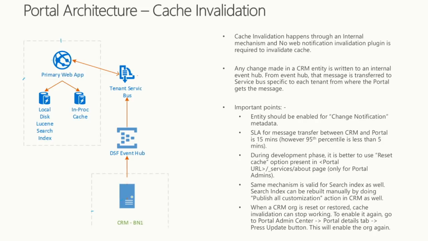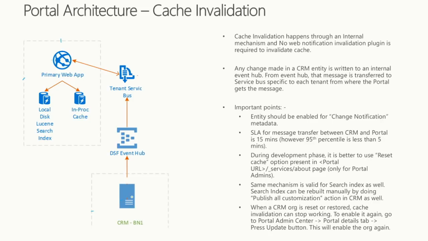Now there are obviously caveats for it, because a lot of people will say, yeah, that's fine, but it doesn't work. Like my cache invalidation just stopped working. What happened? Few things important. First, any change of an entity will only go if it is enabled for change tracking. That's a metadata for an entity in CRM. And Nikita will dive more deep on that. But you have to enable that metadata flag, else your changes are not going to come into portal.